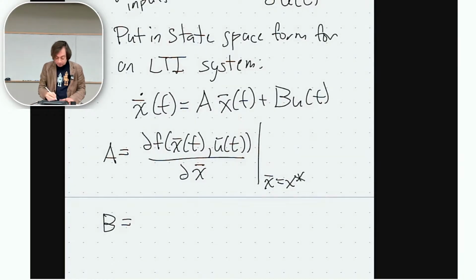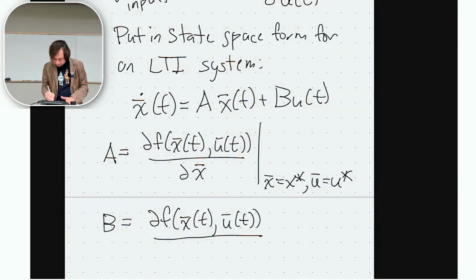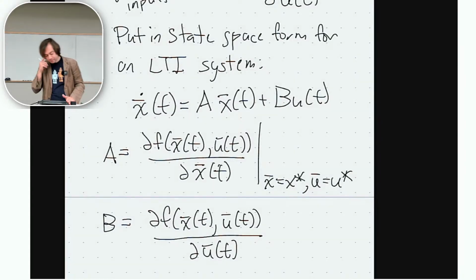Now, the B matrix, same deal, except you also have to plug in U bar equal to U star. So if you have a control input, you have to know what that control input fixed point is as well. X bar of t, U bar of t. This is the B matrix, so you take the derivative with respect to U bar. And I forgot the of t right there, friends. Excuse me. And you evaluate it at your fixed point again. And that's it.